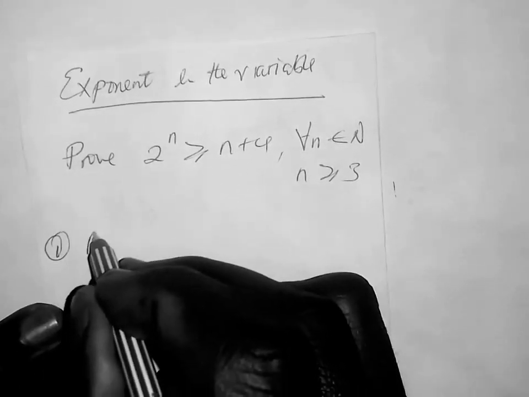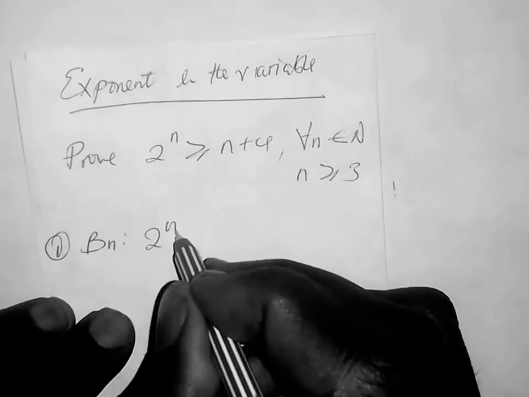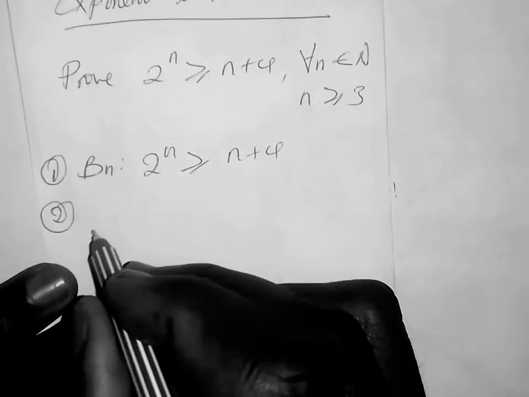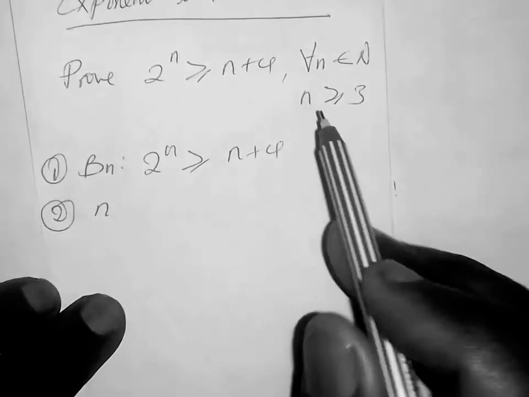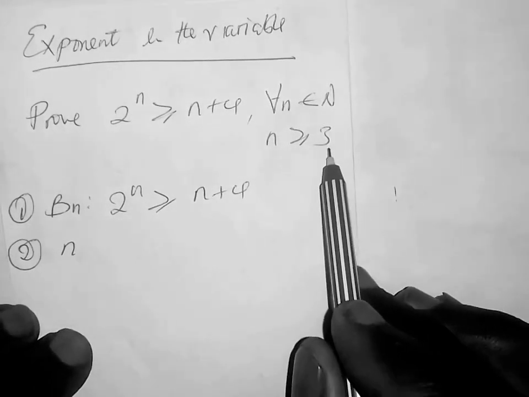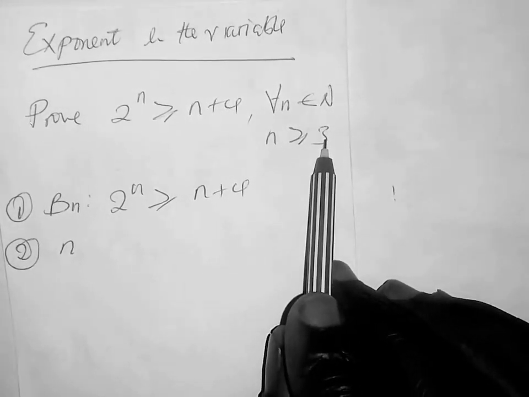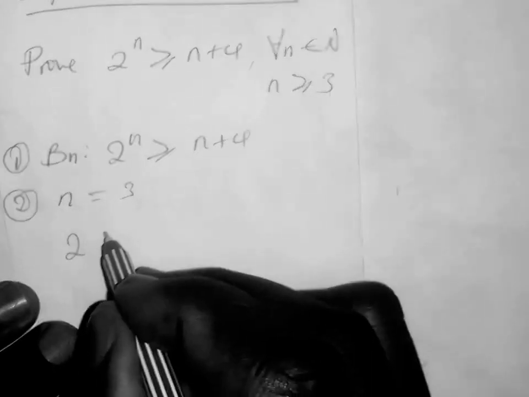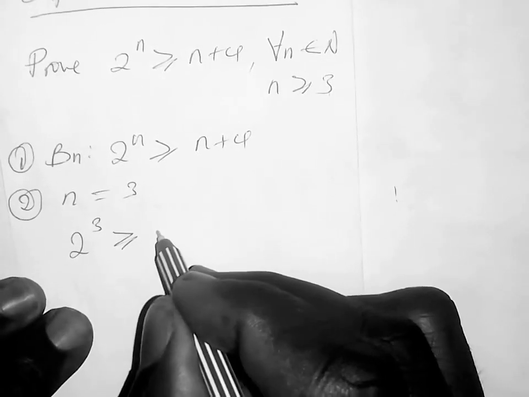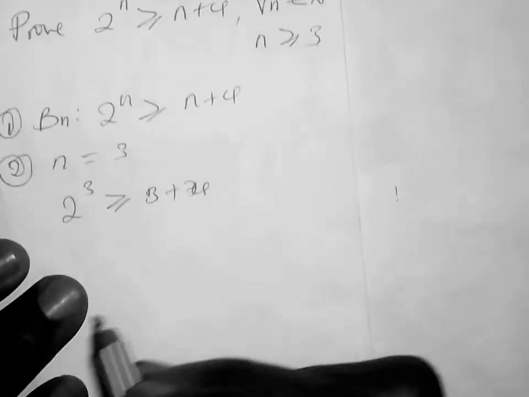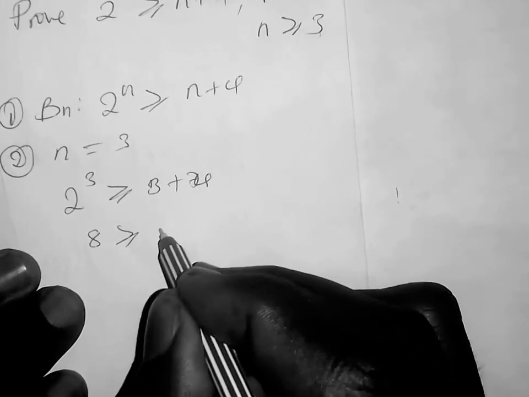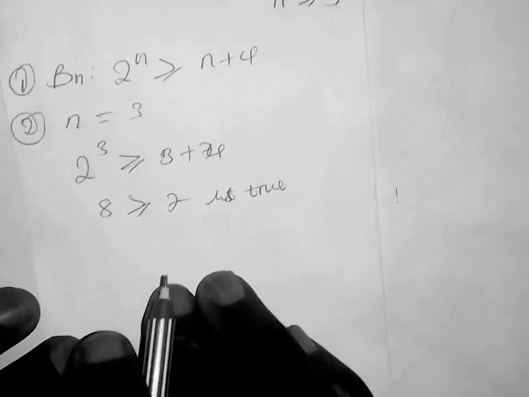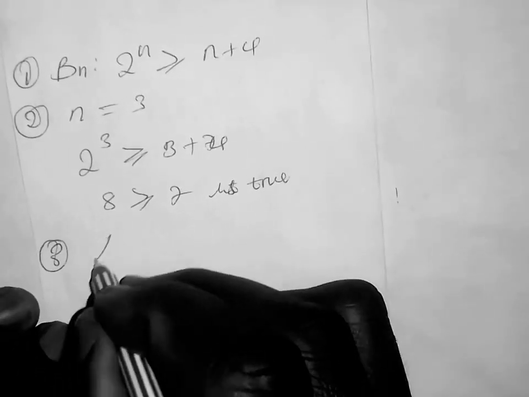So our first step, you read: for n such that 2^n is greater than or equal to n + 4. Then our second step, you solve for n. In this case, n has been restricted to natural numbers greater than or equal to 3, so you can use 3. So 2^3 is greater than or equal to 3 + 4. This is 8 greater than or equal to 7, and this is true.